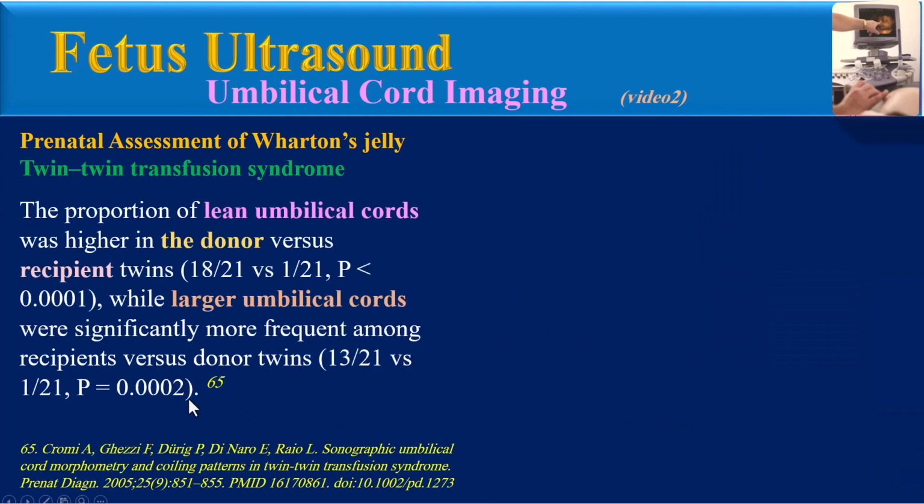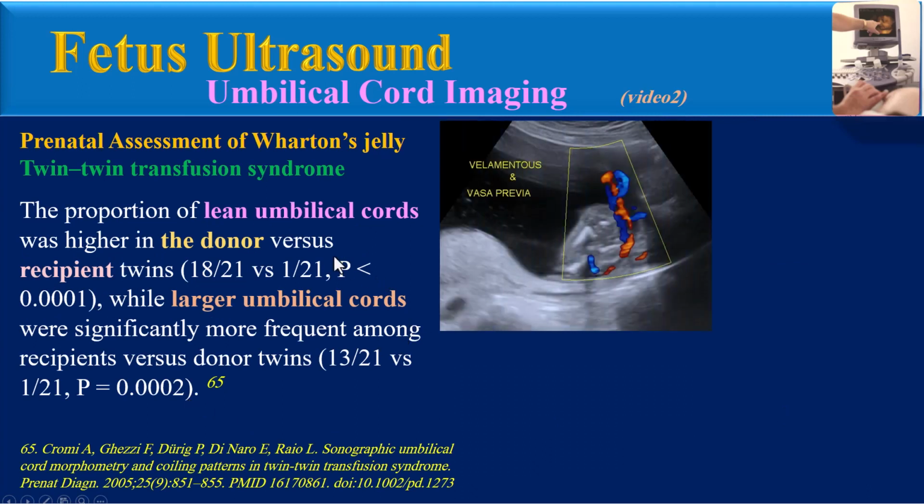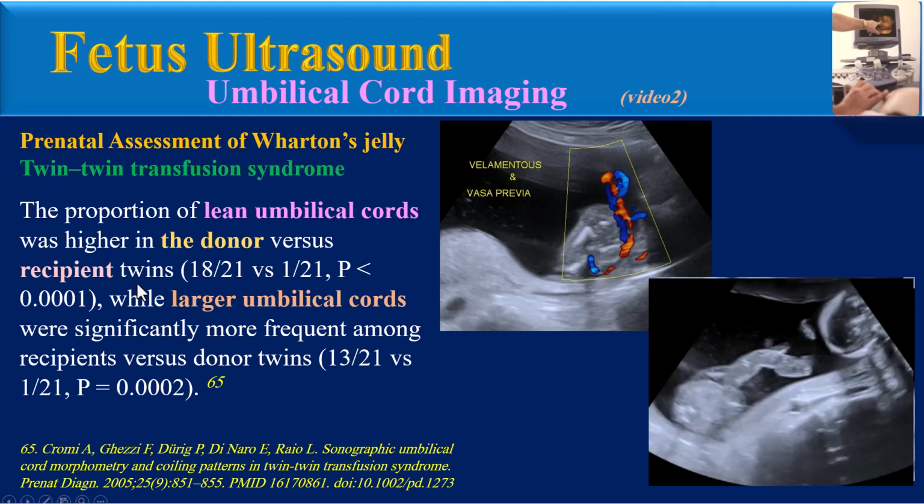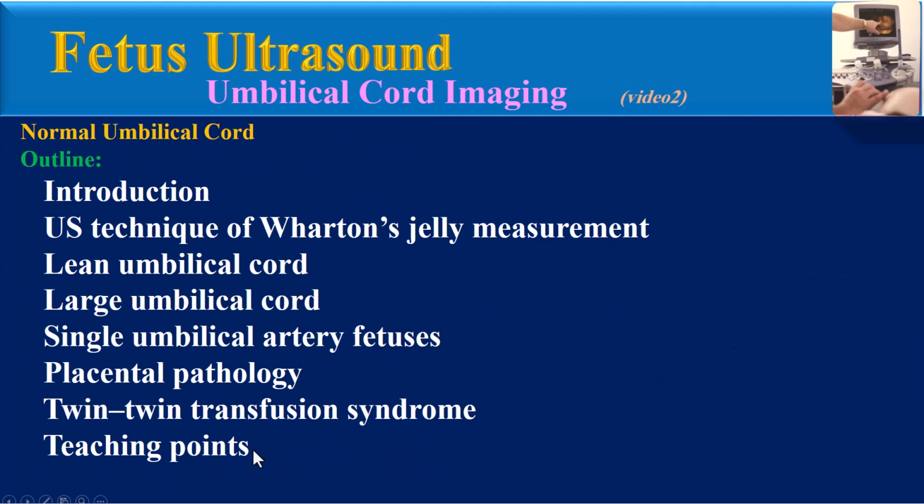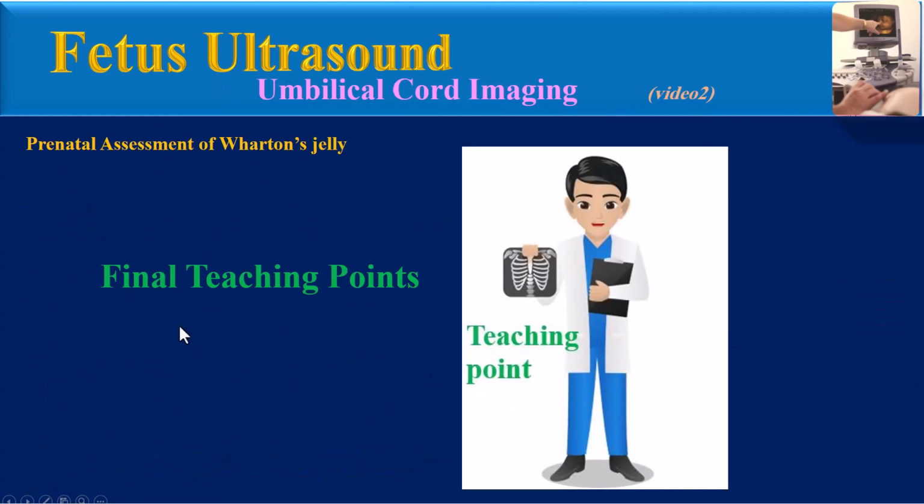The proportion of the lean umbilical cords was higher in the donor versus recipient twins, while larger umbilical cords were significantly more frequent among recipient versus donor twins. Now, please pay attention to these final teaching points.